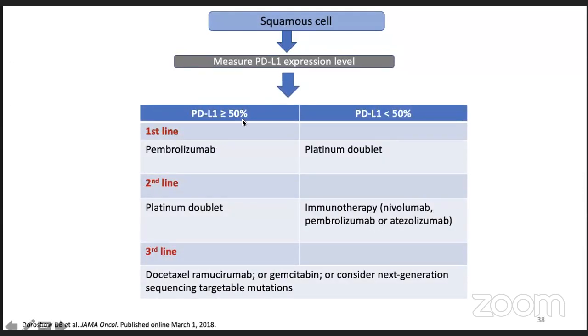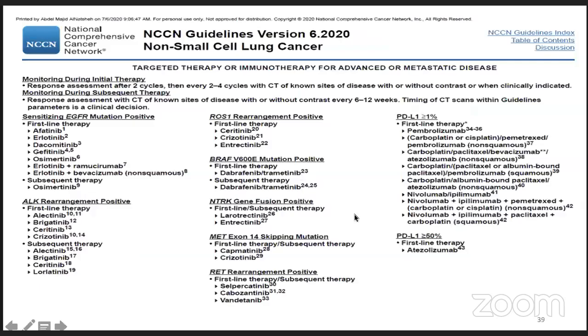If we have PD-L1 more than 50%, then first line we can use immunotherapy like pembro. Second line, we can go for platinum doublet. And if the PD-L1 is less than 50%, we can go for platinum doublet, immunotherapy in the second line, and so on. This is how it looks now in the NCCN guidelines. We have many options offered for those patients. Based on the targetable mutation, this is why we call them targetable mutations, because we have agents which will target those mutations.